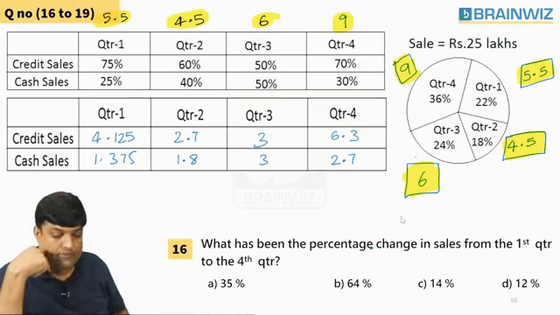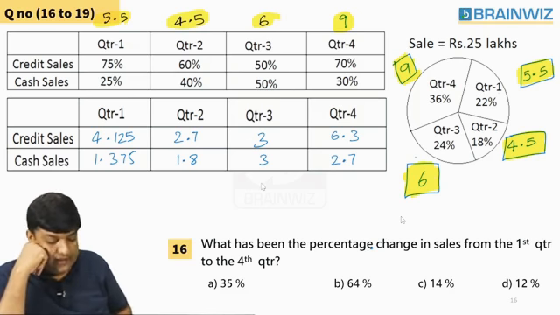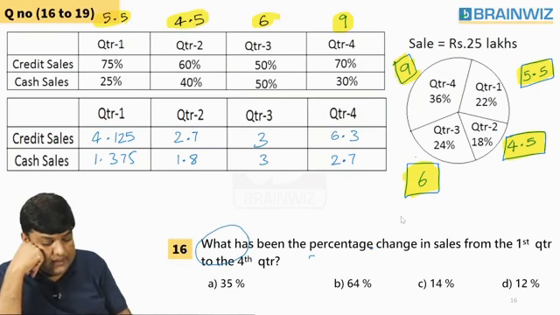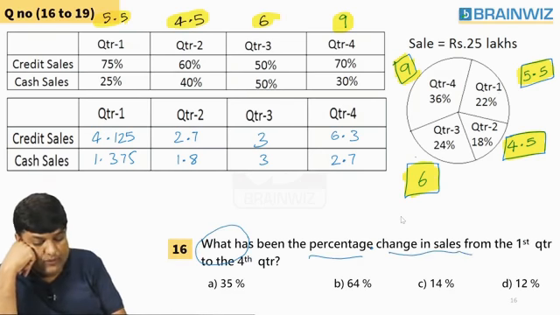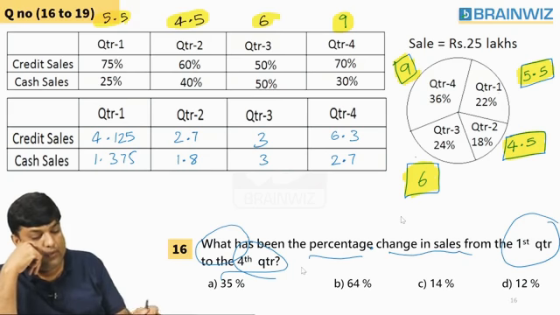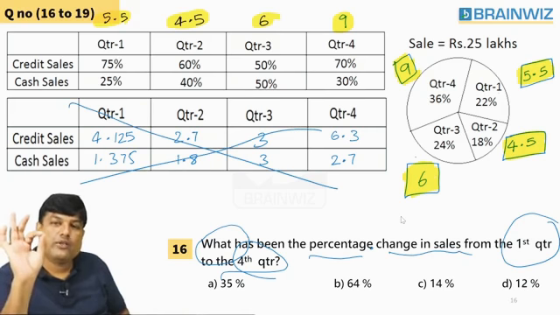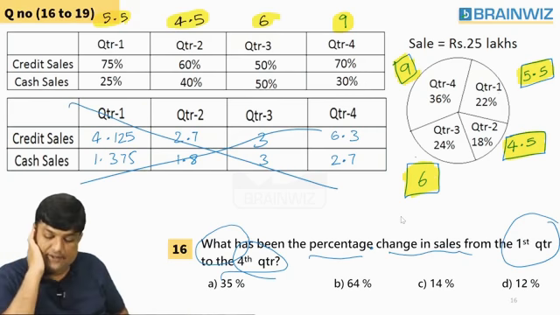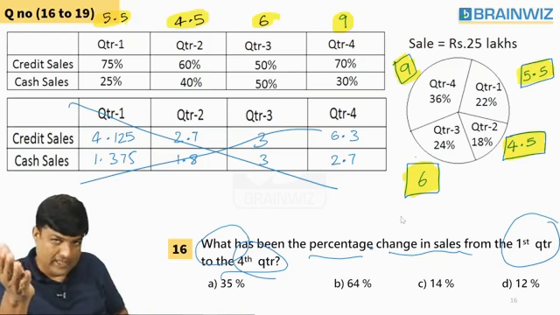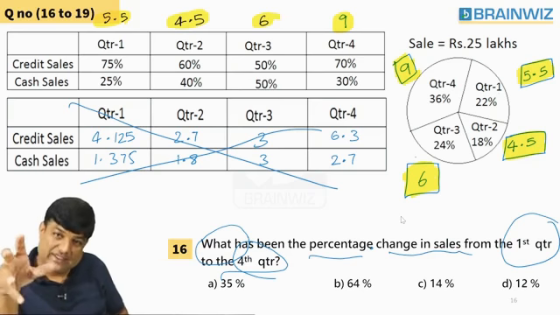The question number 16. What is the question number 16, guys? Question number 16 is, what has been the percentage change from the sales from first quarter to fourth quarter? We don't want all these things. From first quarter to fourth quarter, what is the percentage increase in sales? First quarter is in your hands. Fourth quarter is in your hands. We have to find out what is the percentage change.